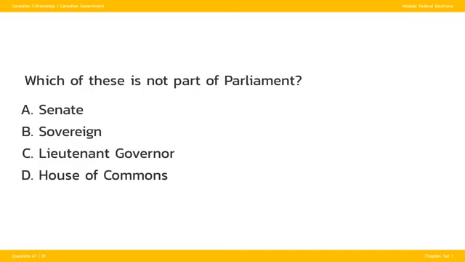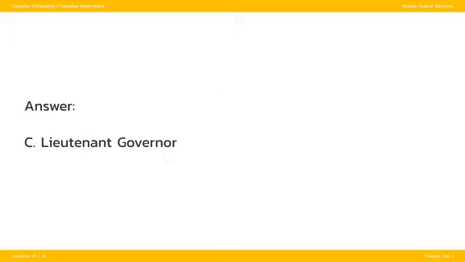Which of these is not part of Parliament? A. Senate. B. Sovereign. C. Lieutenant Governor. D. House of Commons. The answer is C. Lieutenant Governor.